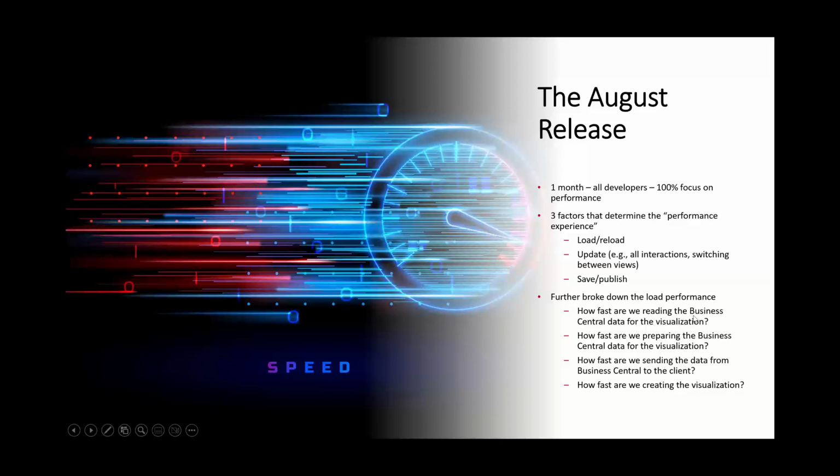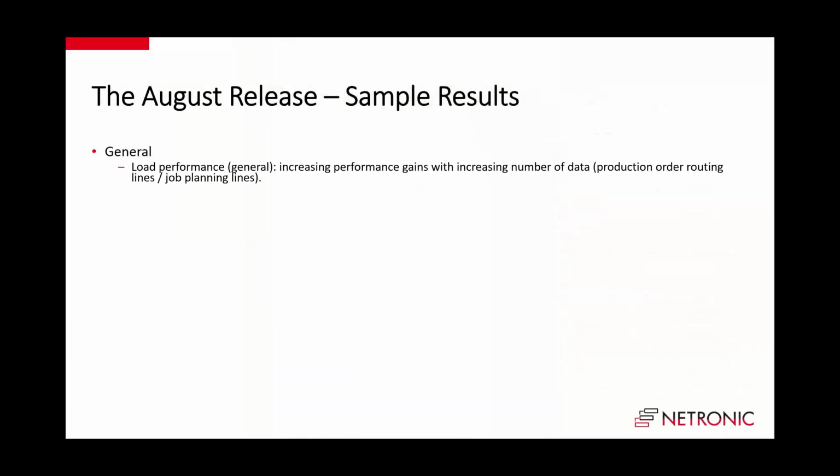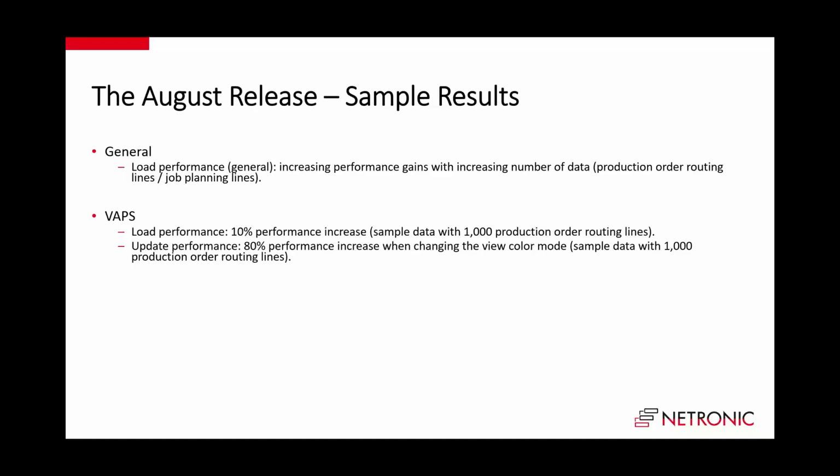So actually this part of the loading has been accelerated by far, and the gain grows exponentially. The more data you have in Business Central, the more performance gains were achieved in the process of reading data from Business Central. So the more production order lines you have, the more job planning lines you have, the better the performance increase there. This is general. This is for all 3 products.